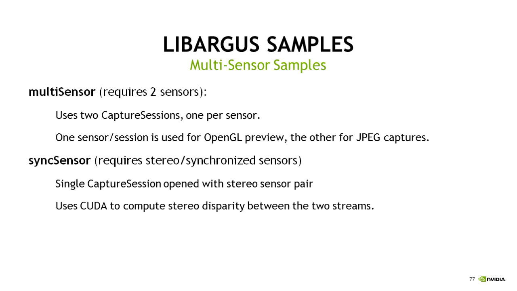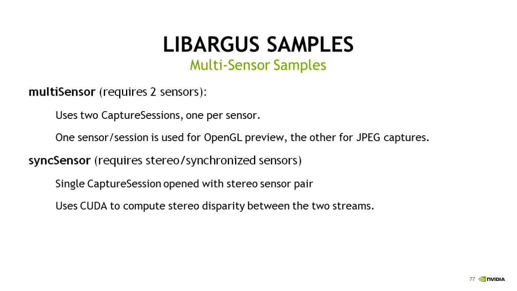Finally, we have two multi-sensor samples. The multi-sensor sample requires two sensors to be available, but the sensors are not required to be related in any way. This sample creates two capture sessions, one for each sensor, and uses one of the sessions for OpenGL preview, while the other is used for JPEG captures.